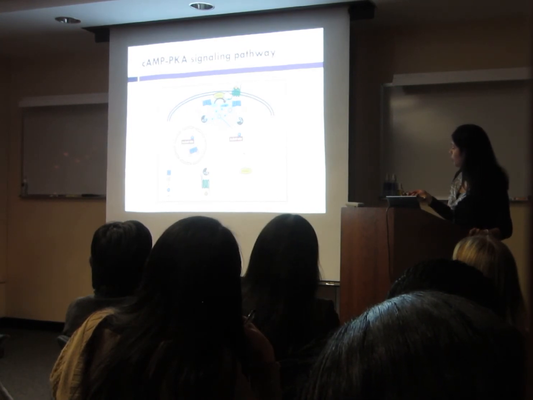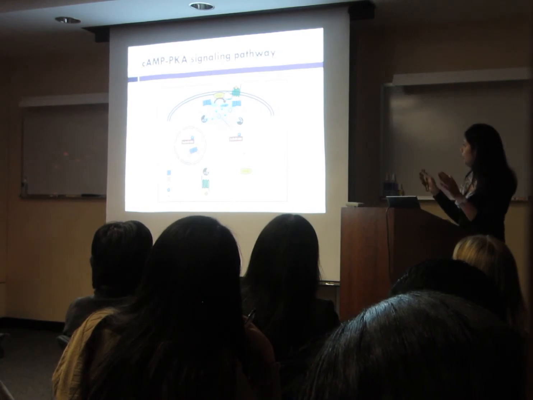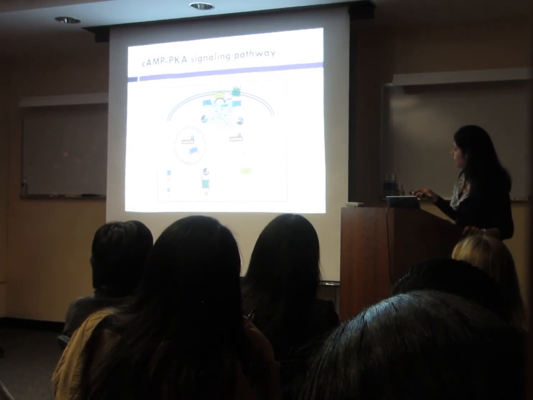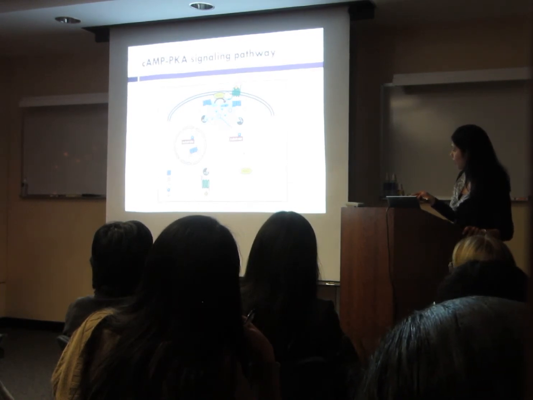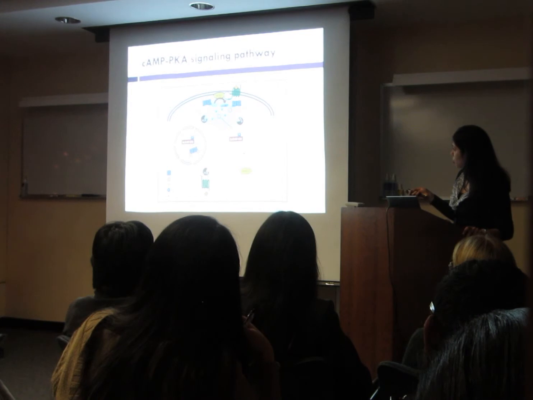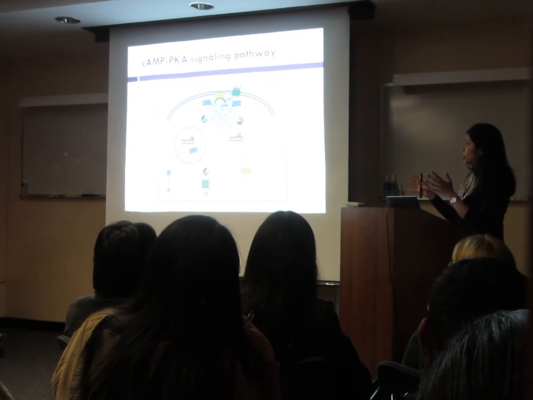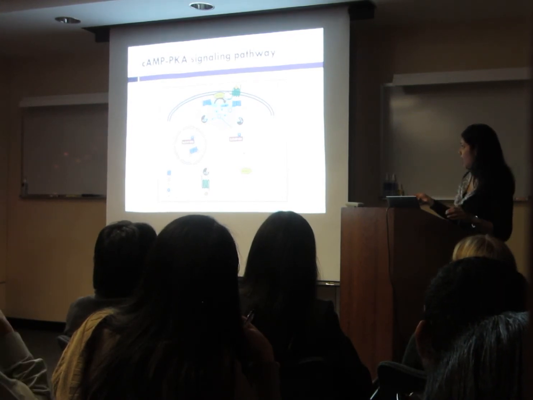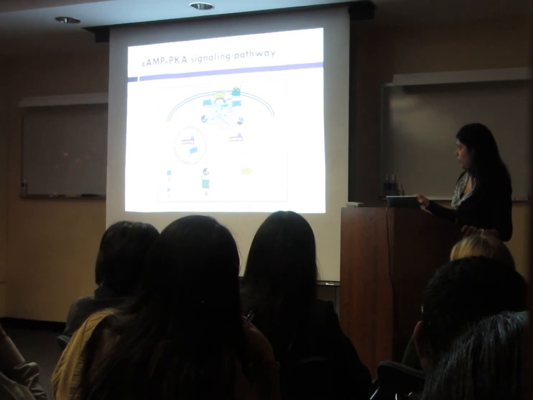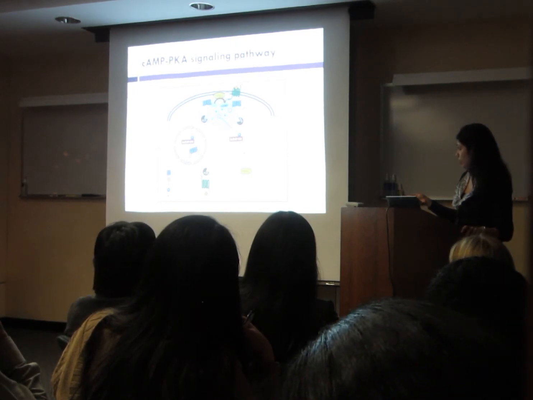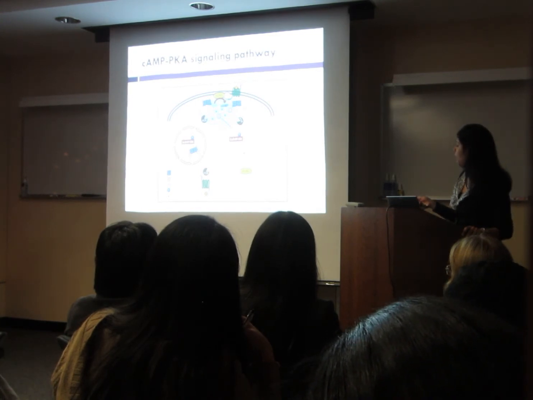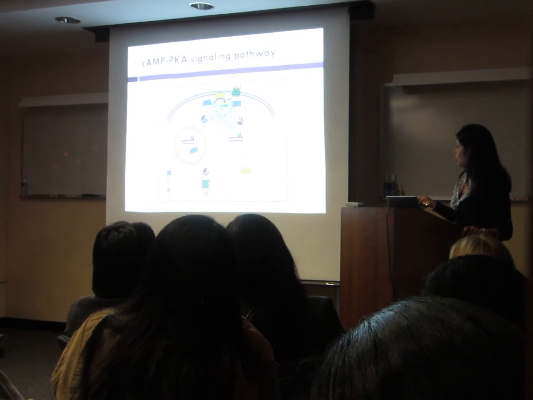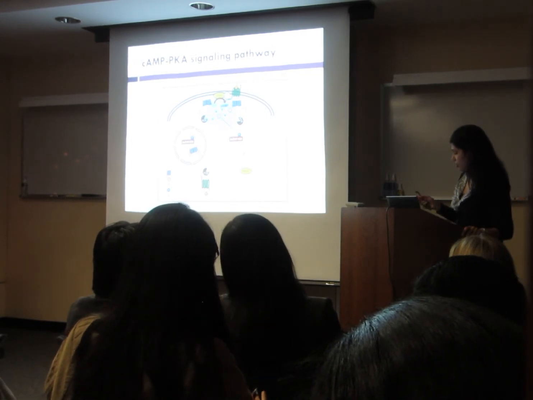Once cyclic AMP is produced, it rapidly diffuses through the cell and activates its two major effectors, PKA and EPAC. Cyclic AMP binding to PKA induces a conformational change in its regulatory subunit, and this causes the dissociation of the catalytic subunit from the regulatory subunit, and then it phosphorylates its multiple targets involved in glycogen and steroid metabolism, muscle contraction, and in the nucleus, gene expression.